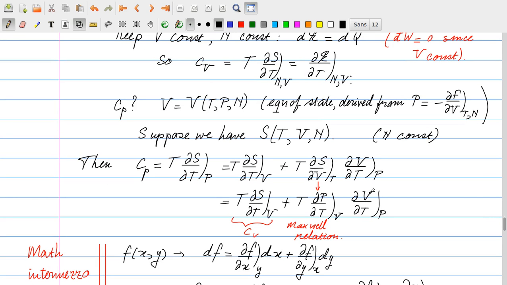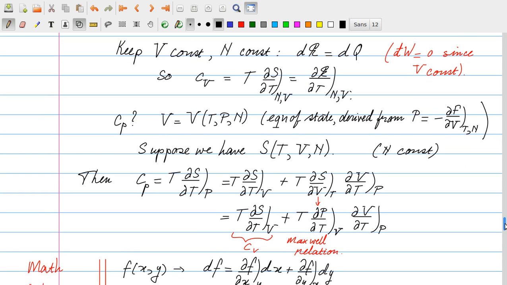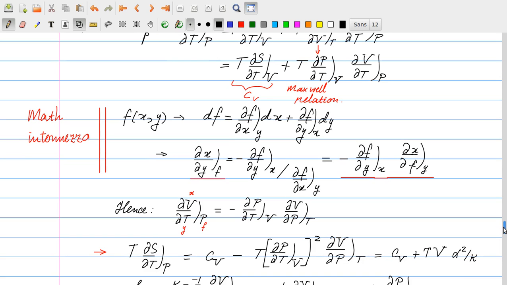In order to analyze the second term, the dV/dT at constant P, we look at a general rule that is quite important in thermodynamics. So suppose we have a function f which depends on two variables. Then if we look at a change in f, df, it can obviously be written as df/dx at constant y times dx plus df/dy at constant x times dy.